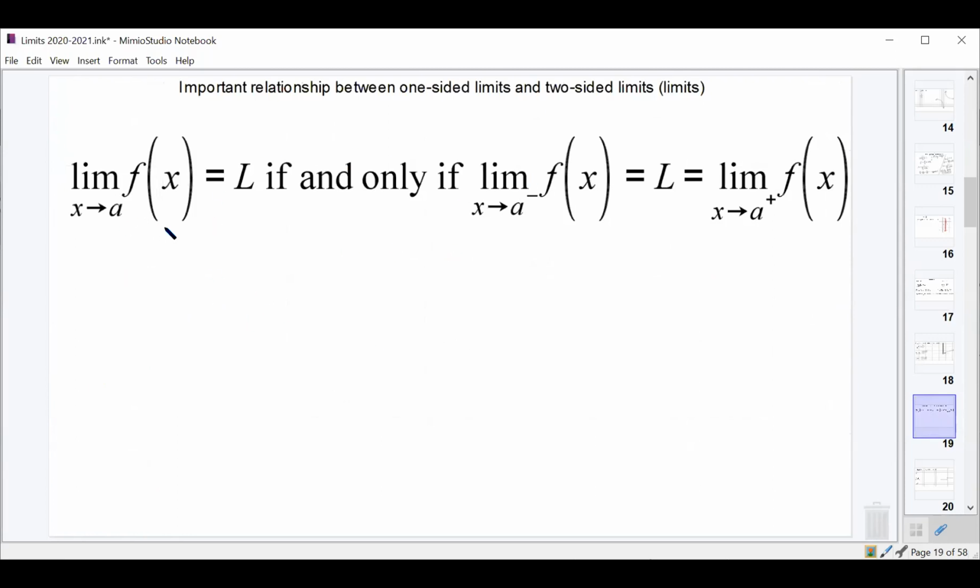The limit as x approaches a of f of x equals L if and only if the limit from the left and the limit from the right of f of x are both equal to L. Very important rule. So if you're taking notes, you want to write that one down.